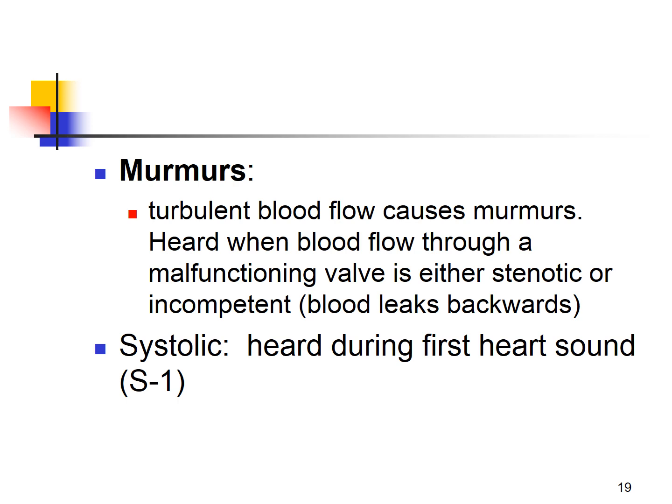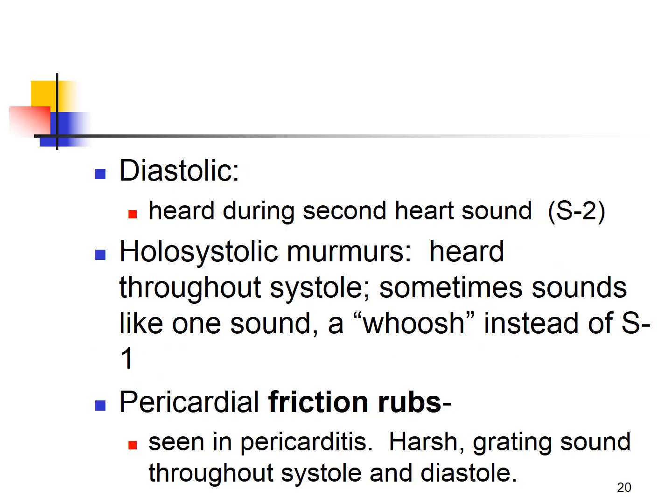Murmur: turbulent blood flow causes a murmur. Here, the murmur is heard when the blood flows through a malfunctioning valve. Maybe it is stenotic, or is it a valve that's incompetent? Then you hear this murmur. Systolic murmur is heard during the first heart sound, S1. Next slide. Diastolic murmur is heard during the second heart sound.